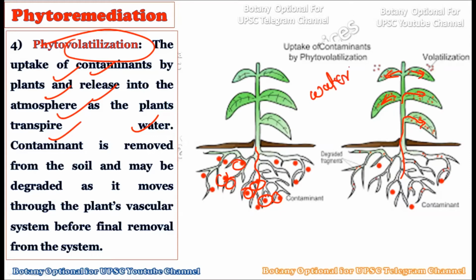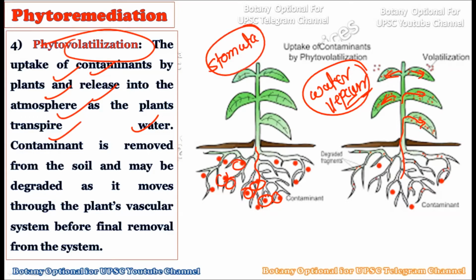Okay, if the plant is losing water in the form of water vapor, then we call this particular process transpiration. The stomata is the primary structure involved in this process. So the removal of water vapor from the plant body through the stomata is called transpiration, and along with this transpiration, many types of contaminants will also evaporate into the environment.